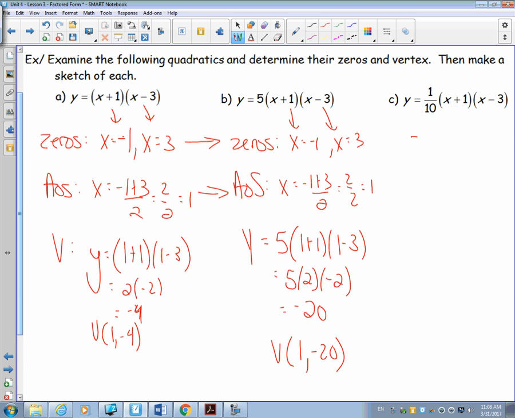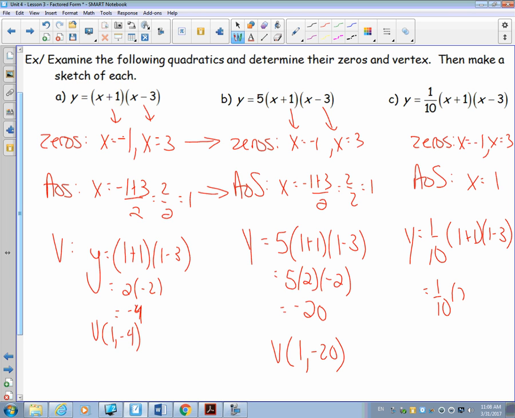I'm going to try the last one, the third one here. Hey, my zeros. Hey, those look kind of the same. -1 and 3. Which means if my zeros are the same, my axis of symmetry has to be the same. There's no choice on that, right? It's built on the zeros. My vertex. Let's see what happens this time if I make A 1/10. I'll get 1 plus 1 still, and I'll get 1 minus 3 still. Of 1/10 times 2 times -2. If you have trouble dealing with fractions, change the 1/10 to a decimal. 0.1 times 2 times -2. It's negative, and it's going to be a 0.4. So our vertex is 1 and -0.4.